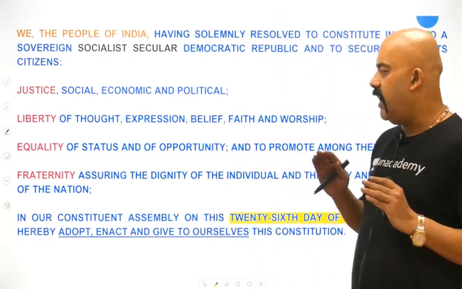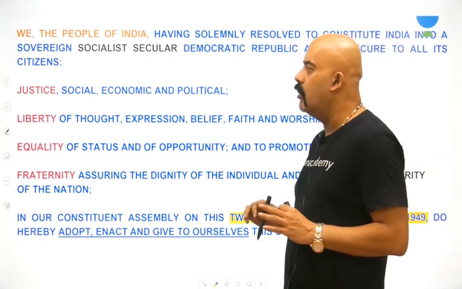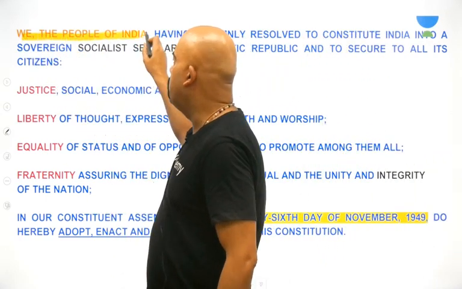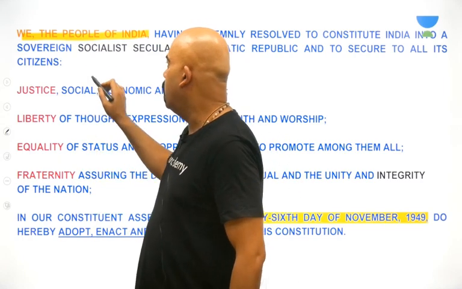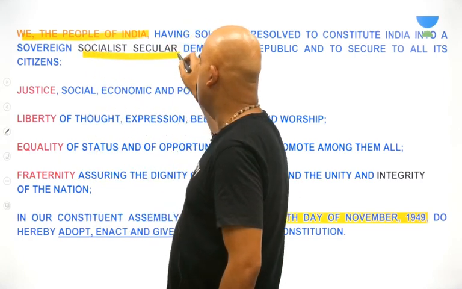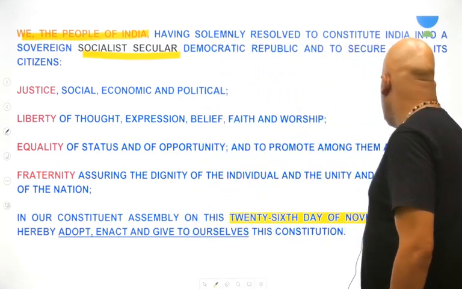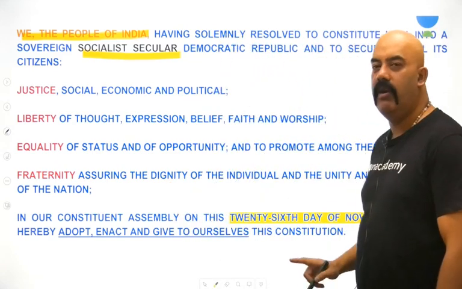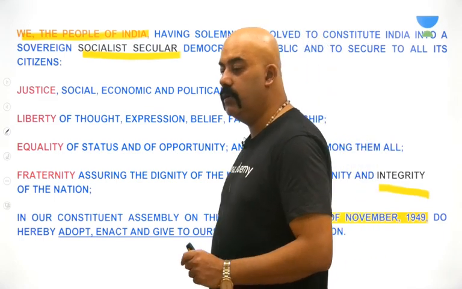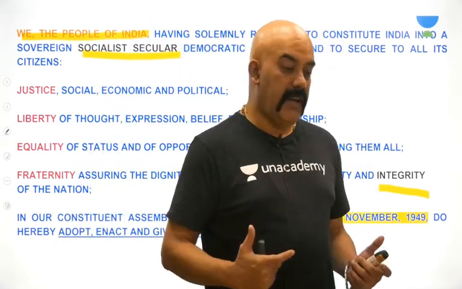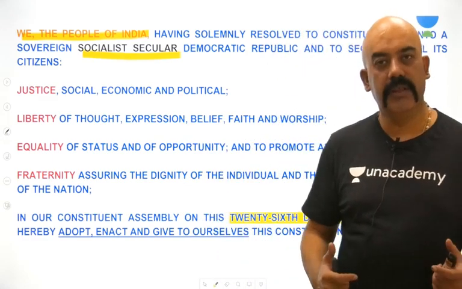Another important thing is that I've slightly color coded this part. The first and most important phrase is "We the people of India." Another important part is that I color coded "socialist" and "secular." And in fact, I also color coded "integrity." So these three words, socialist, secular and integrity, were not present in the original Constitution. They were added later by the 42nd Amendment in 1976. Now that brings us to another important point, where we can do some reverse engineering.